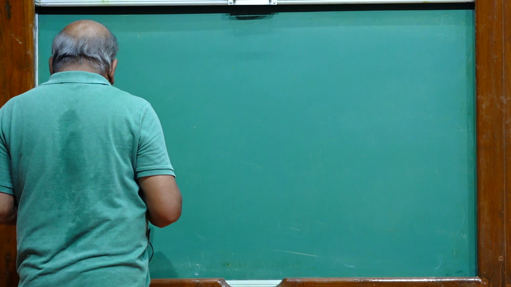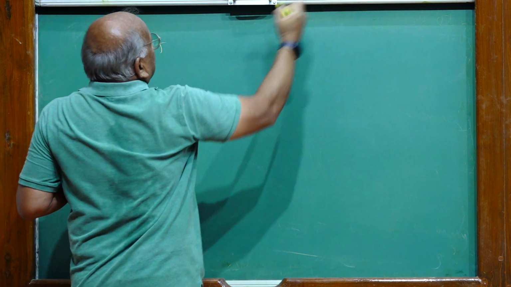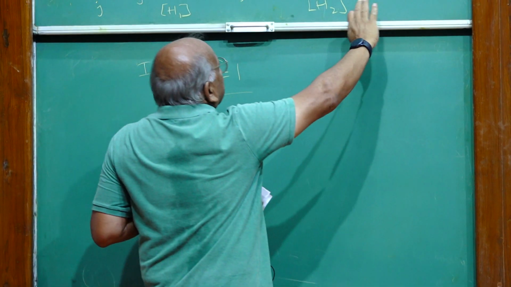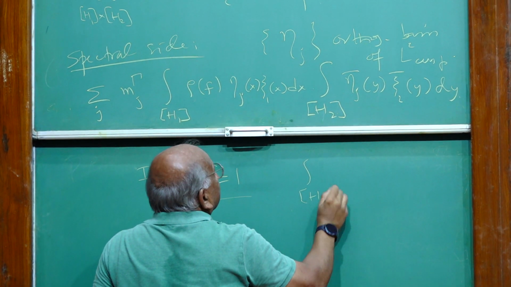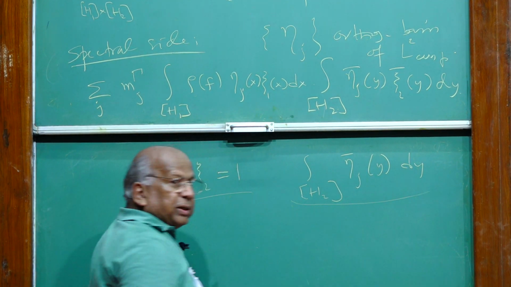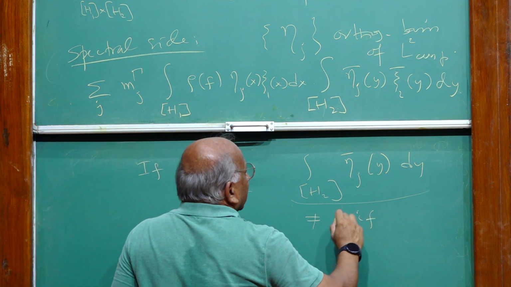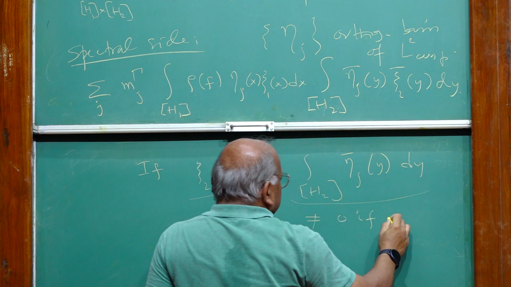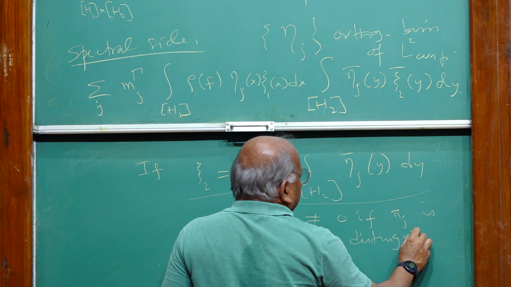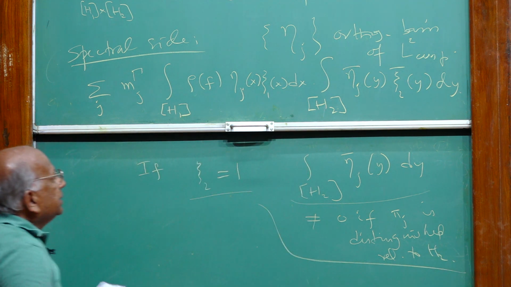So the point is, remember, suppose for example, like here, suppose C2 is 1 or something. Then what you get here is the integral over H2 of a_j bar y dy. So this is like being distinguished relative to H2, right? So this is non-zero if this representation, say the one a_j belongs to, is distinguished relative to H2.